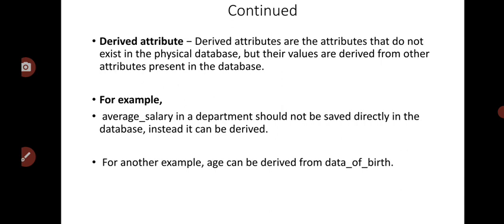Derived attributes. Derived attributes are the attributes that do not exist in the physical database, but their values are derived from other attributes present in the database. For example, the average salary in the department should not be saved directly in the database. Instead, it can be derived from the database. Another example of a derived attribute is age, which can be derived from the date of birth of the student.